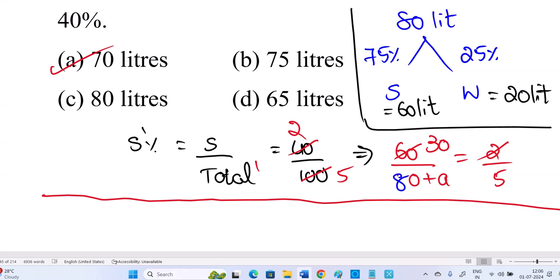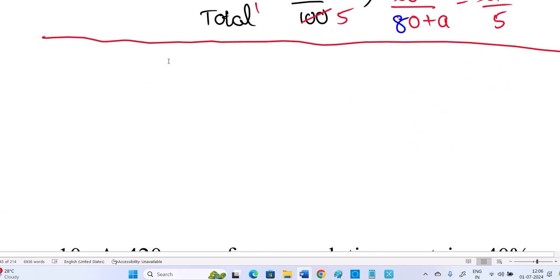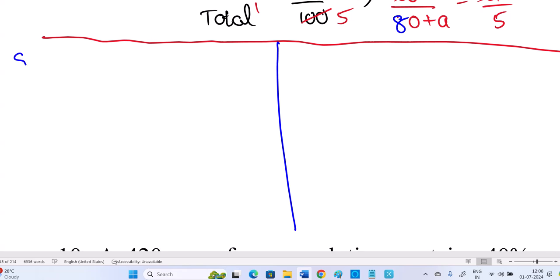But right now see the other method, a very simple method. Focus on only one parameter, whether it is salt or water. I am focusing on salt. I'll let you know how to solve with water also. Both things I'll explain. Now first I am focusing only on salt. Now listen, initially what is the salt?